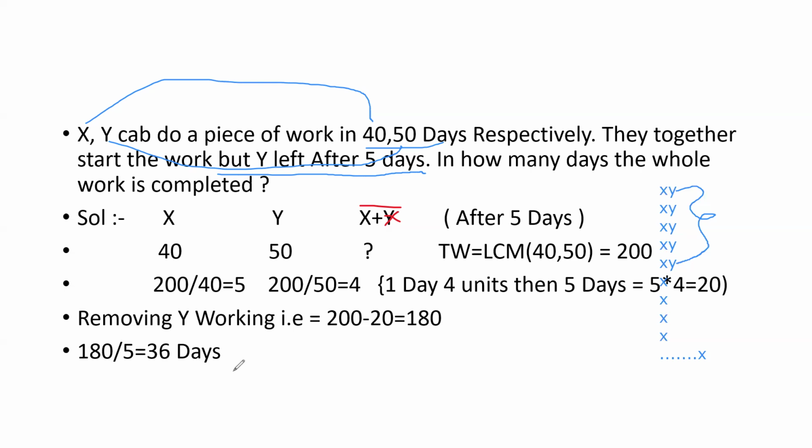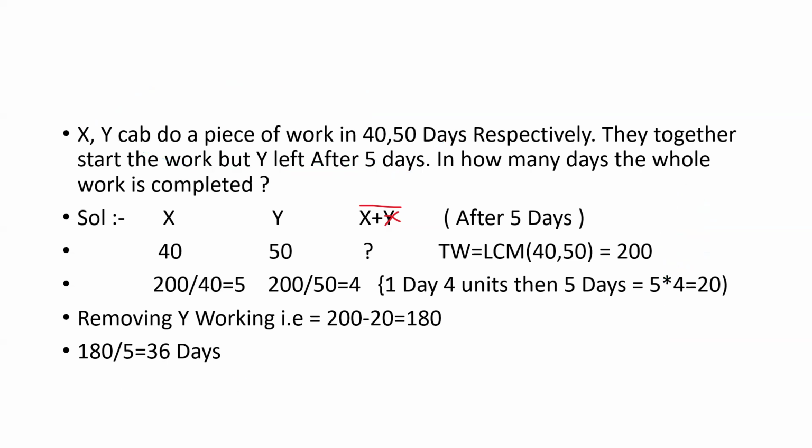The result is the number of days. This is about the third type of question in time and work. Hope you understand. Now let's see, if three persons are given, how can we do the same?